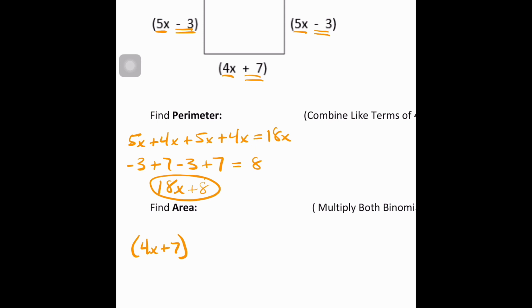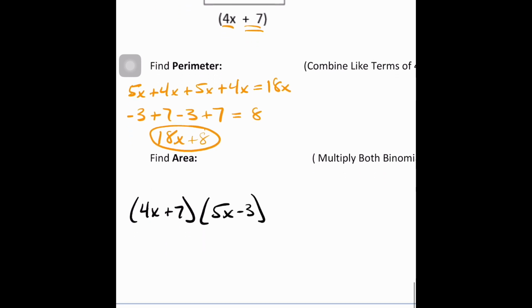Actually, hold on, let me go back. I just want to set that in black for us. I want to stay with our colors we've been rocking throughout. 4x plus 7, close it off. 5x minus 3, close it off. All right, first thing we do, first term to both in binomial 2, second term.